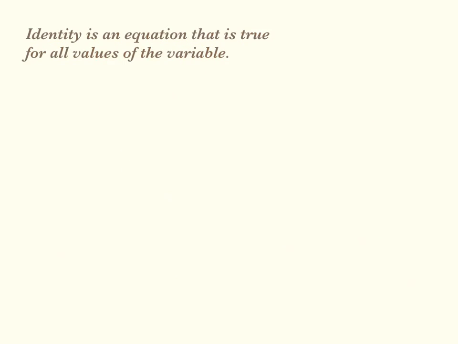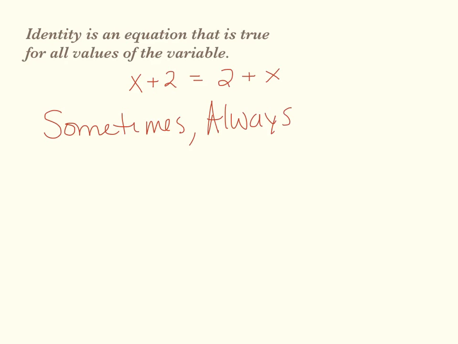Okay, here's another vocabulary. We want to talk about identities. And the definition for an identity, this is an equation that's true for all values of a variable. So it can be something very simple. It can be something like x plus 2 is equal to 2 plus x. That's an identity. It will be true no matter what value x takes on. Okay? So we're going to play a game like we did in geometry, the sometimes, always, and never game. So sometimes, always, and never, and pick one for this equation.